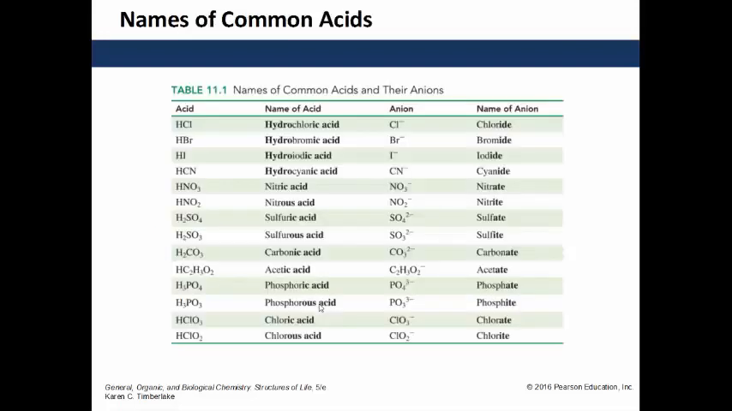Here's a table of some common acids and their anions. The acid HCl, hydrochloric acid, anion of course would be chloride, hydrobromic acid. All these are very, very common ones that you will encounter in any kind of chemistry class or chemistry lab.